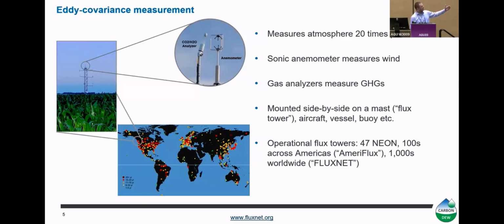It's done through anemometer measurements in sub-second resolution. So that's the wind measurement, that's the trajectory, where our molecules are headed. Then there are gas analyzers that track the actual greenhouse gas concentrations, and then they're combined to figure out where our greenhouse gases are going. Those can be mounted side by side on towers, but also vessels and aircraft and so forth. And in fact, there are thousands of these stations already operating globally that we can tap into.